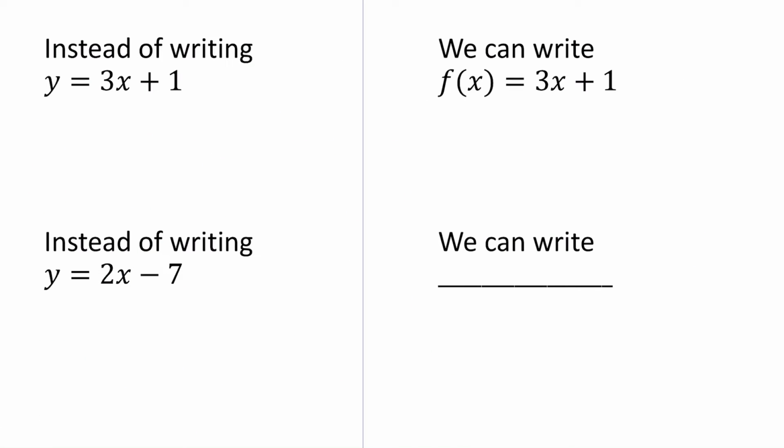So what we can do is instead of writing y equals 3x plus 1, we can write f of x equals 3x plus 1. Notice that this f of x has just replaced y. So instead of writing y equals 2x minus 7, we can write f of x equals 2x minus 7.